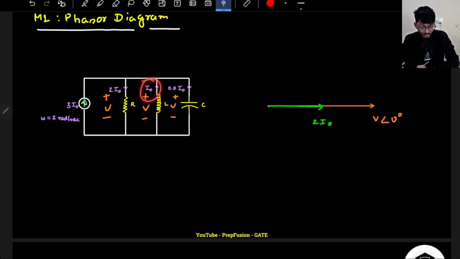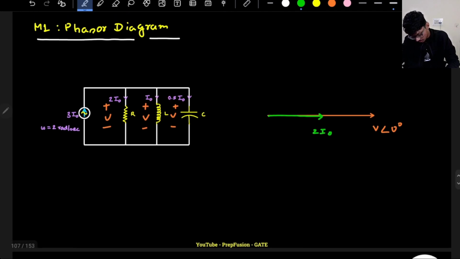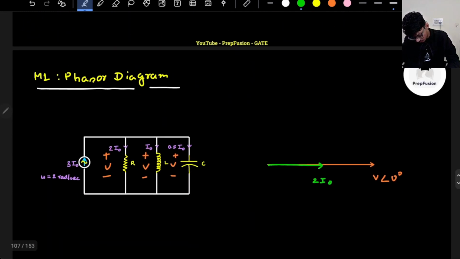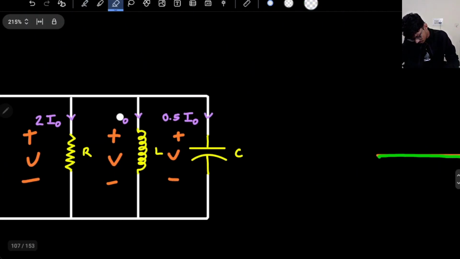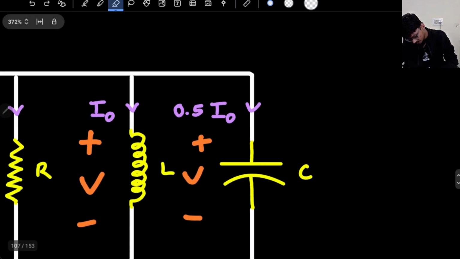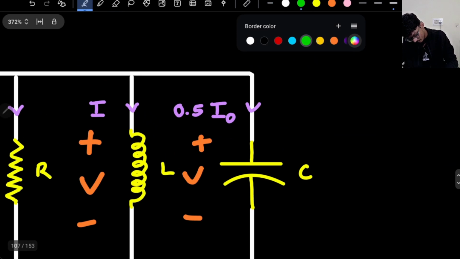So this is the magnitude, right? The current through the inductor, I know, lags the voltage across it. So it should lag the voltage. Okay, this I0 was not given, sorry. This is just IL, okay? Just IL.